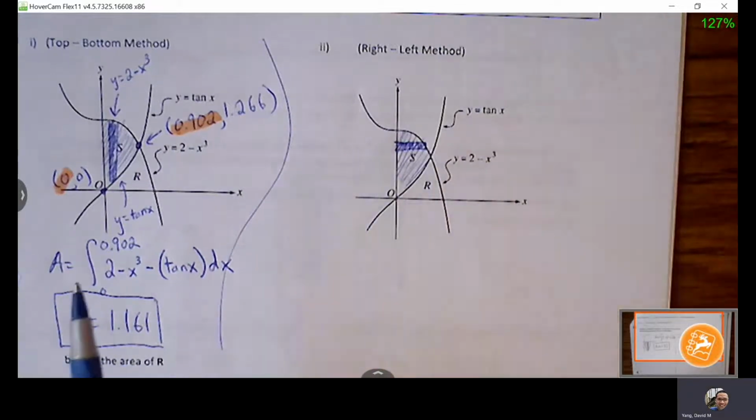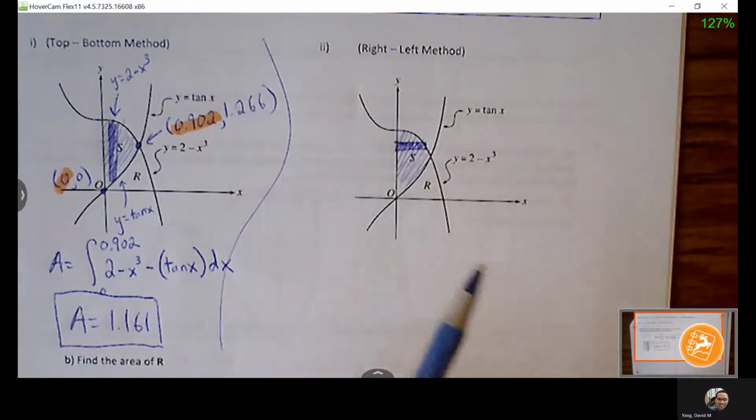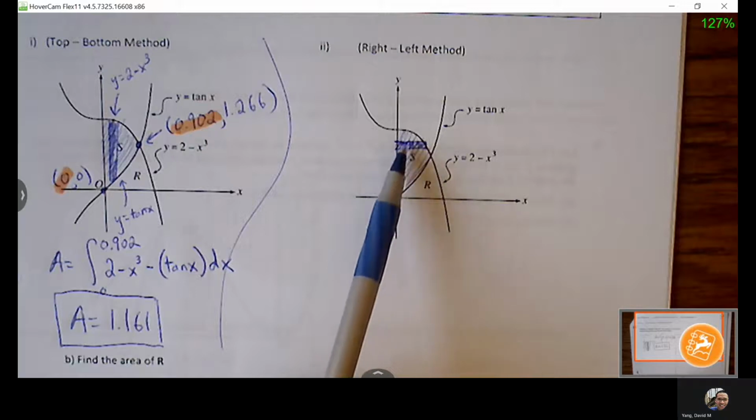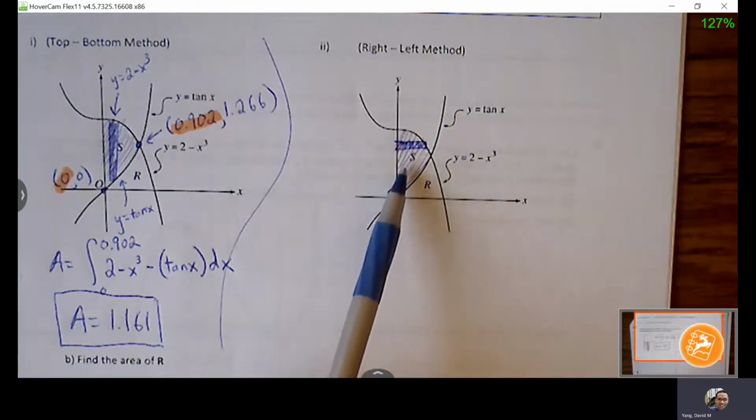Okay, anything different here? What do you notice about the right side of the rectangle? It switches, right? If it's up here, it's touching the 2 minus x cubed, but if it's down here, it's touching a different graph. So what does that tell us?